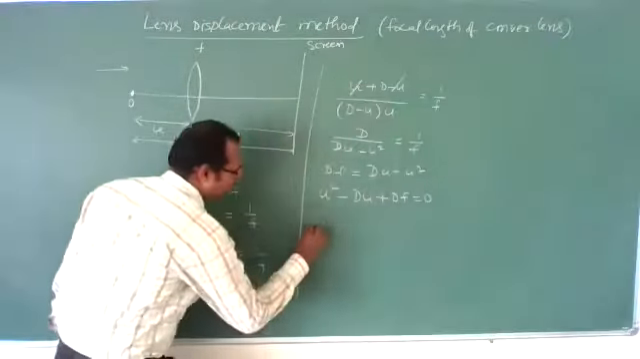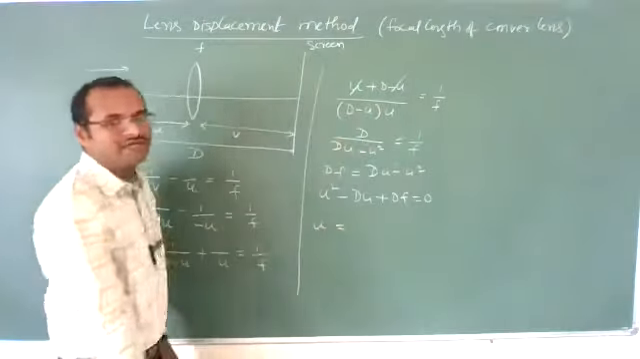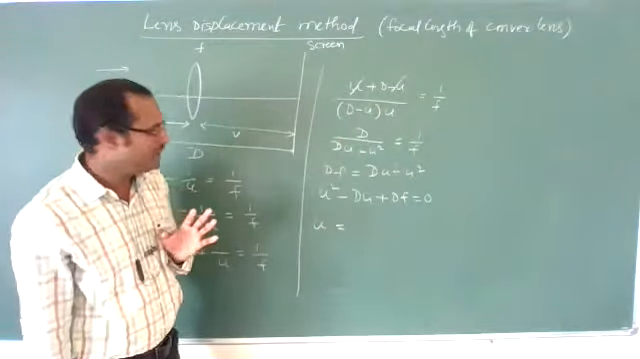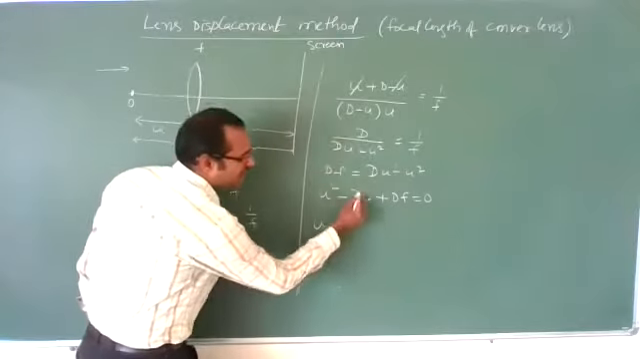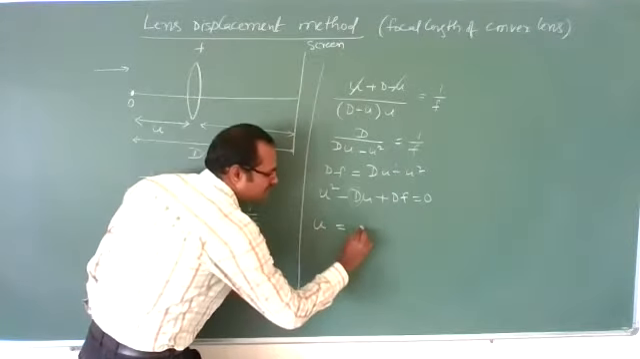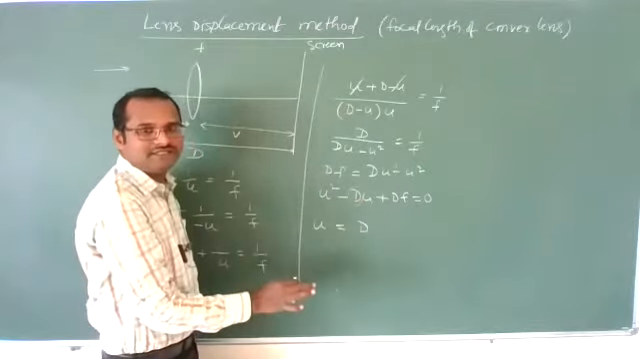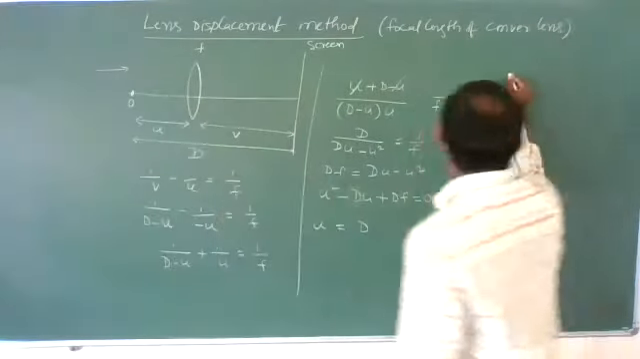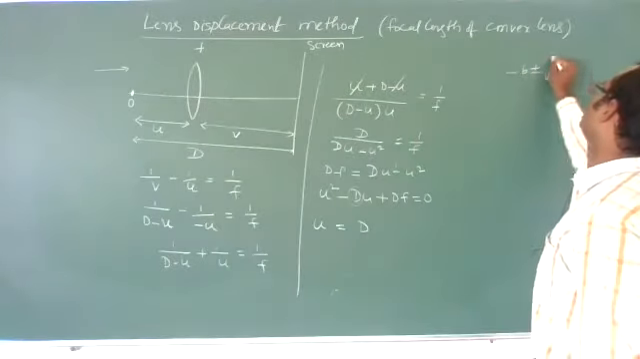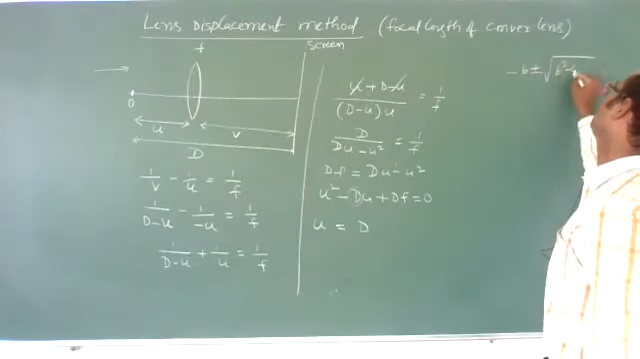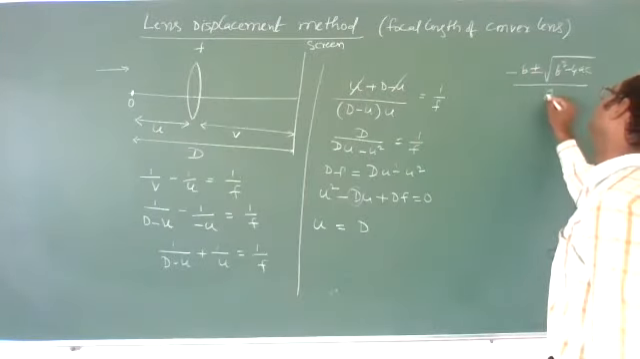What are the roots of u? You will get the roots in terms of u. So what are the roots? Minus b, this is b. Minus b means plus D. The root is minus b plus or minus the root of b square minus 4ac upon 2a.